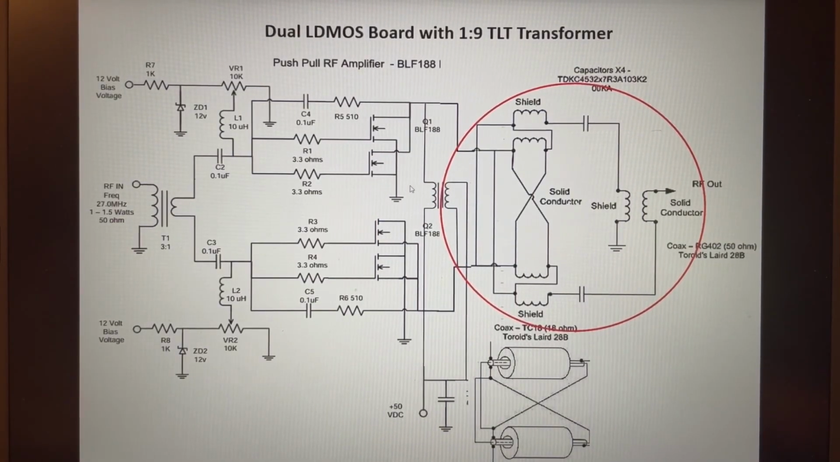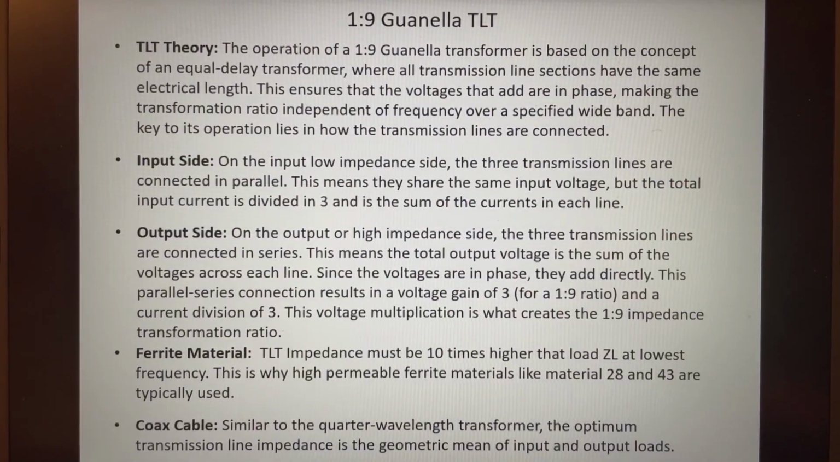So for the LDMOS transistors, we have a low impedance. Two of them together is about 5.56 ohms. Okay, and then we have to transform that to 50 ohms. So when you do the math, that's exactly a 1 to 9 impedance transformation. So how does it do that? How does it work? Okay, let's take a look at some of the theory first, and then we'll show you how to actually calculate the voltages and how it transforms the impedance into the 1 to 9 that we require for our push-pull amplifier.